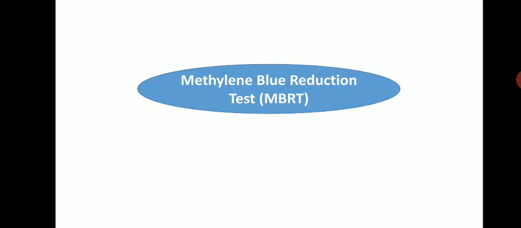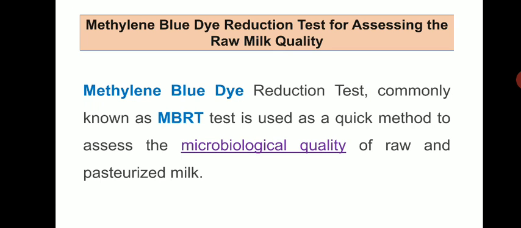So this test is very popular and it is known as the MBRT test. The methylene blue dye reduction test is for assessing raw milk quality. In this particular test we use a dye known as methylene blue dye. It is a blue color dye, and after adding this dye to milk, the milk changes its color, and this dye gets reduced. So particularly this test is based on redox potential.